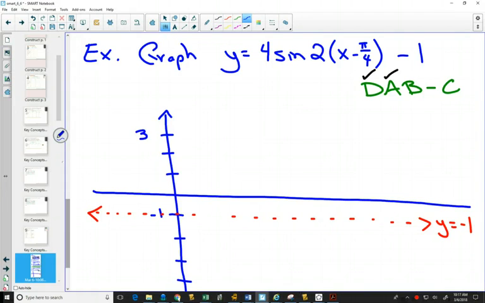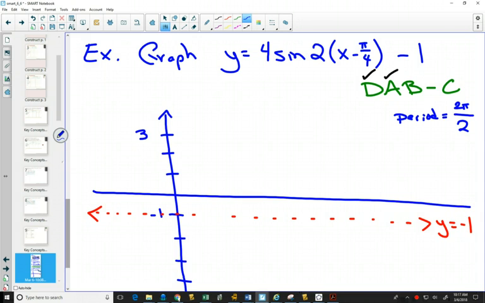We use the B value to find the period. So our period in this case is always 2 pi over the B value, and since the B value is 2, it'd be 2 pi over 2, which simplifies to pi.